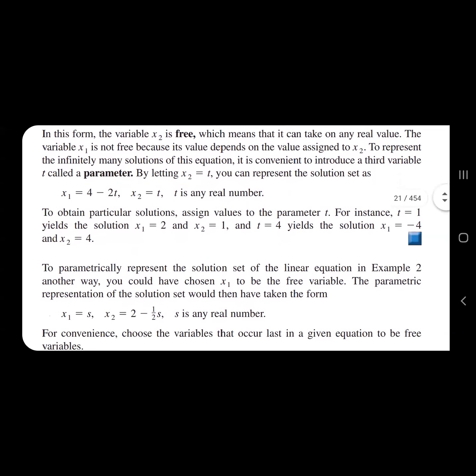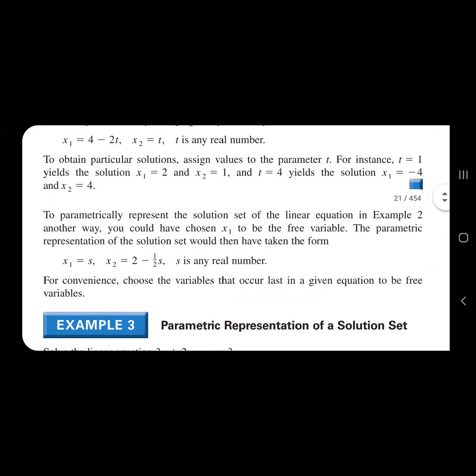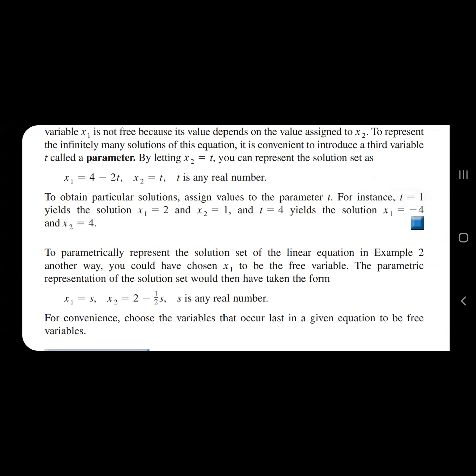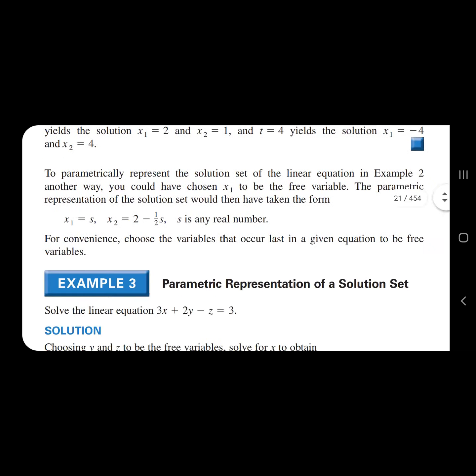And of course, we could have chosen to let x1 be the parameter s, and then x2 would be 2 minus 1 half s, and that would wind up being the same thing. Again, I could just stick in values. For example, if I let s equal 2, then that would give me 2 comma 1, which is the same x, y solution I got when I let t equal 1 a minute or two ago. Anyway, that's how it works.